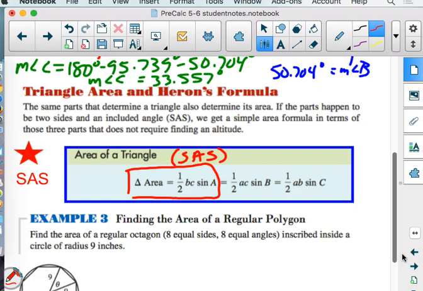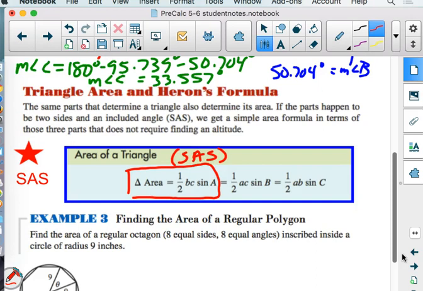Now, the letters are there to tell us you have to have a side, the included angle, and then the other side. And that's how this A, B, and C stuff all fits together. And that's why there are two more of these formulas, because depending on which angle you get, you're going to have to set that up a little bit differently.